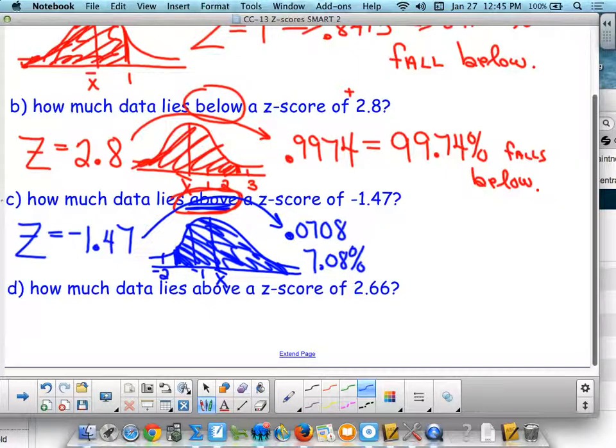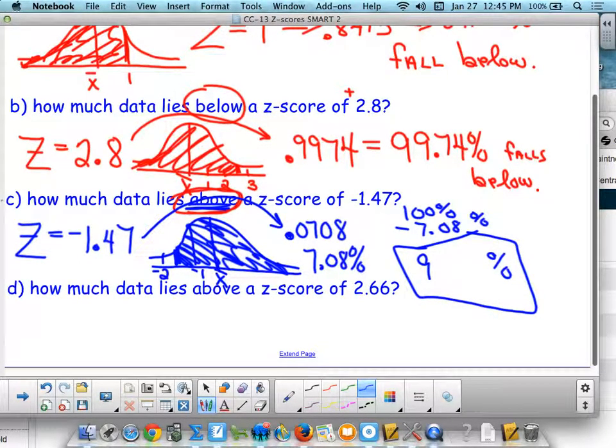Right. Okay, so now here's the deal. I know I only beat 7% of the people, but that's not what it said. It says how many people finished above me. Well, now you got to take the entire population, 100%, take away 7.08%. You end up with what percent? 92.92% scored better than me. Almost 93%.